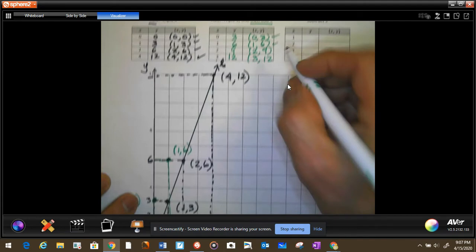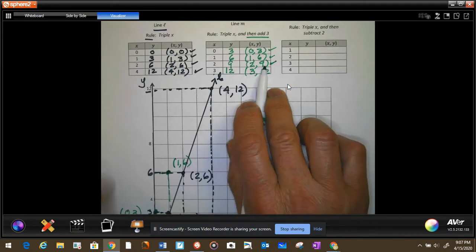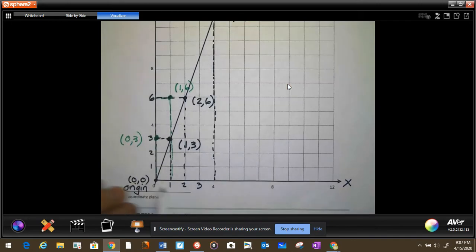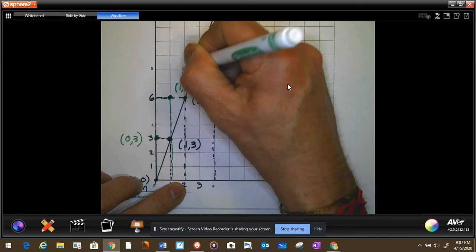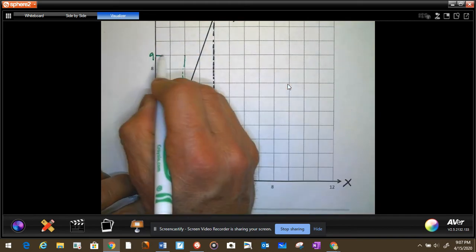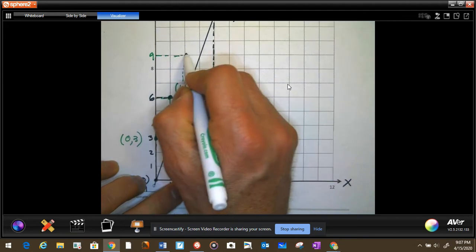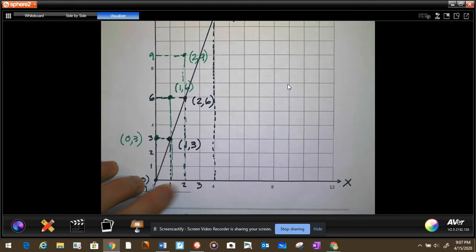And now we're going to plot the third point, which is (2, 9). So x is 2. We're going to run to x, and we're going to jump all the way up to 9, which will be 1 more than 8. So that's where they meet. And here's going to be point (2, 9), and those are the coordinate pairs.